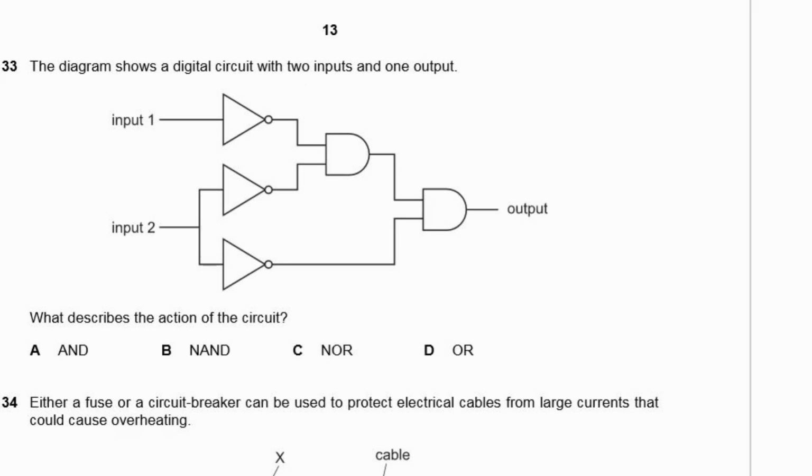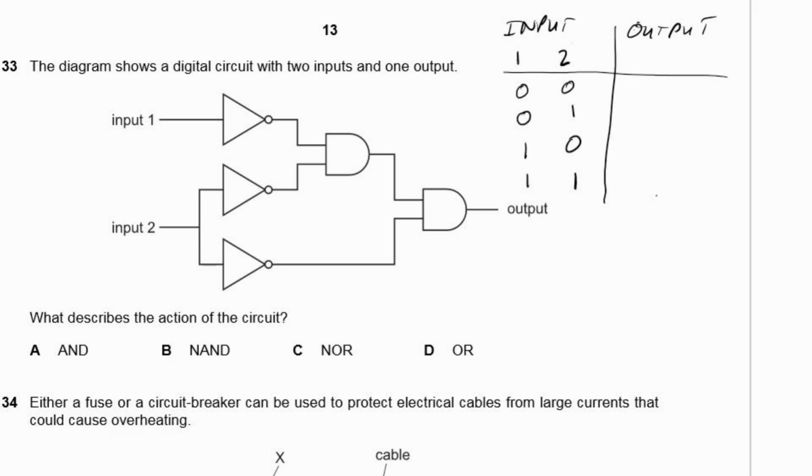The diagram shows a digital circuit with 2 inputs and 1 output. And what describes the action of the circuit? So first of all, let's do a little truth table. Input 1 and 2, and of course our output. Now let's put in all the possible options. We've got 0, 0, 1, 1, 0, 1, 0, 1. There we are. And we'll just put that up and follow it through and create the output table. Then we'll look at the values of the output to see what that represents in terms of one of these options: AND, NAND, NOR, or OR.